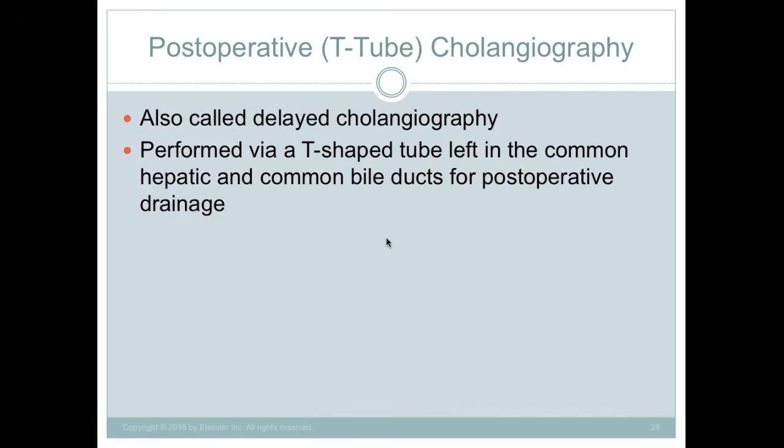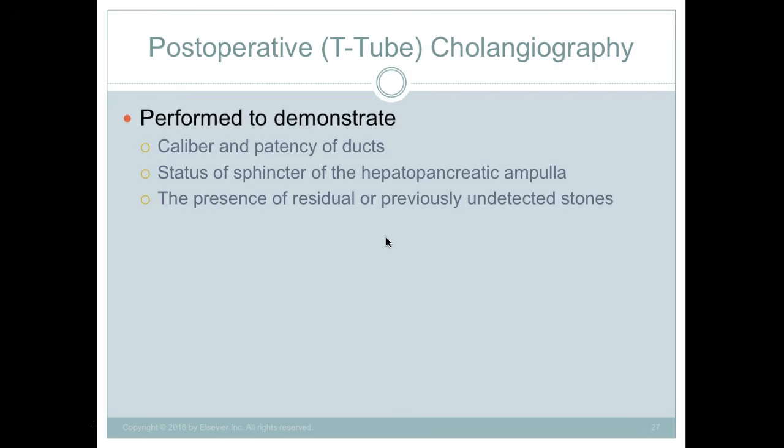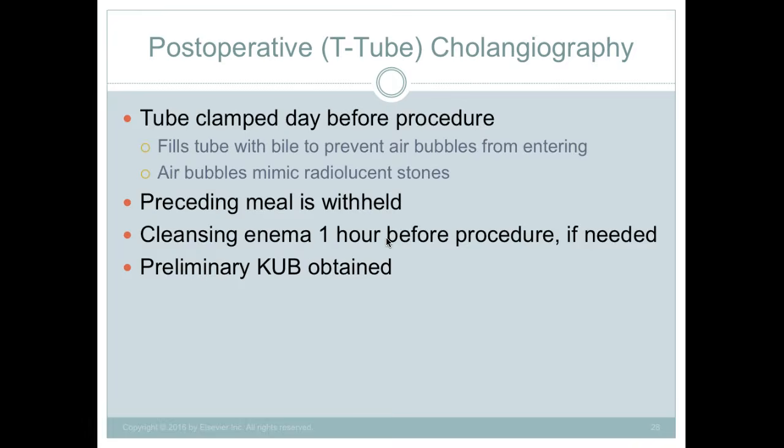Okay, so a postoperative T-tube cholangiogram. It's also called a delayed cholangiogram. It's performed via a T-tube left in the common hepatic and common bile ducts for postoperative drainage. So it's performed to demonstrate the caliber and patency of the ducts, the status of the sphincter of the hepatopancreatic ampulla, and the presence of residual or previously undetected stones.